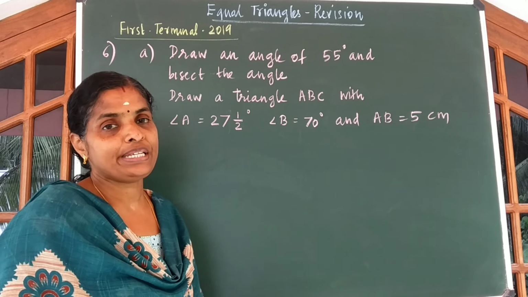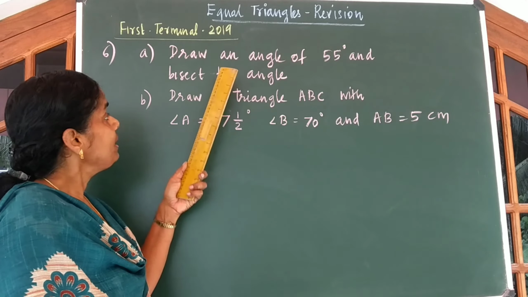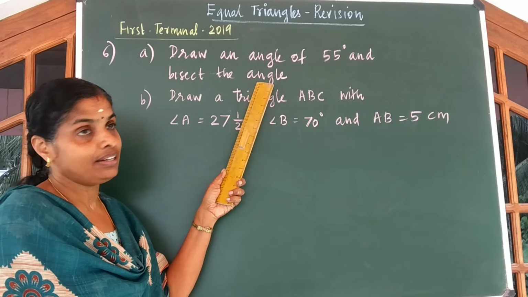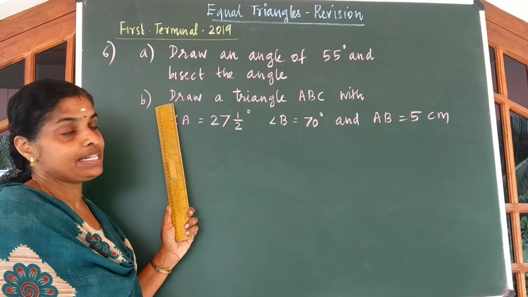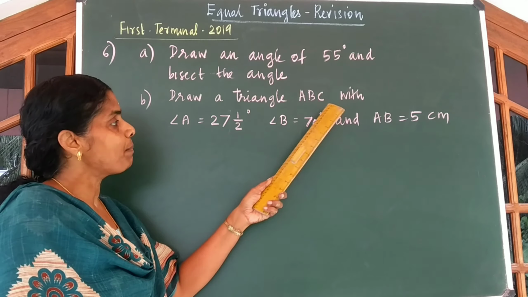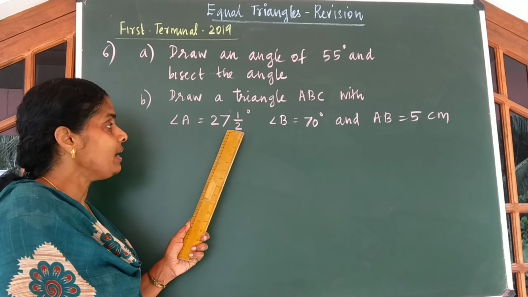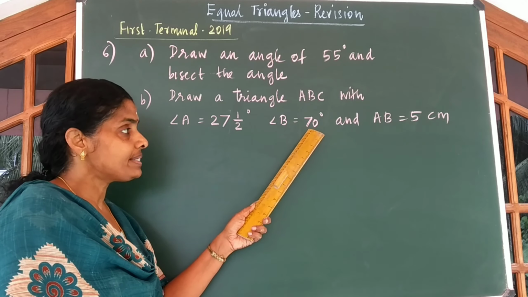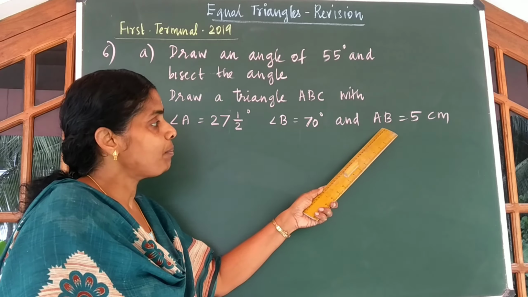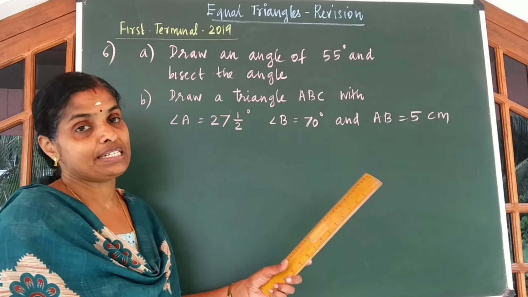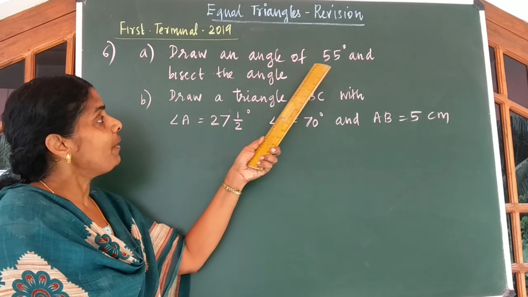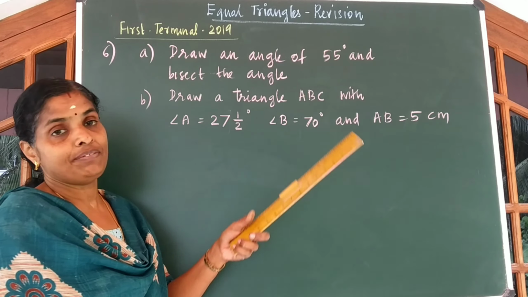Come to the last question in the question paper. Draw an angle of 55 degree and bisect the angle. Second part of the question. Draw a triangle ABC with angle A 27.5 degree, angle B 70 degree and AB equal to 5 centimeter. Let us do the first part of the question. Draw an angle of 55 degree.